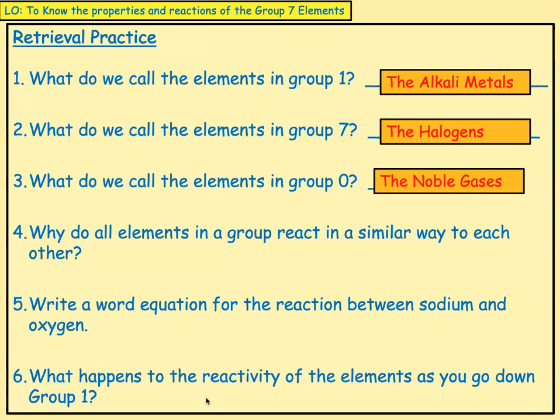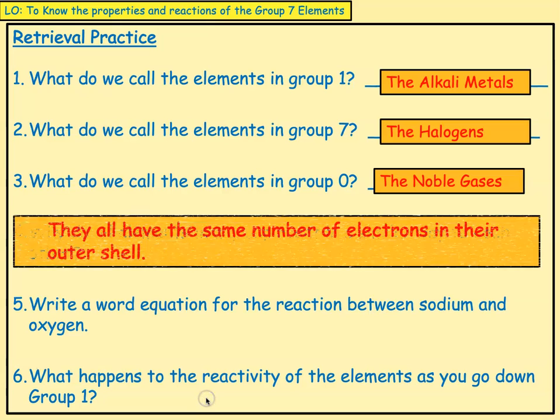Why do all elements in a group react in a similar way to each other? They all have the same number of electrons in their outer shell. So in Group 1, they all have 1 electron. In Group 7, they all have 7 electrons.